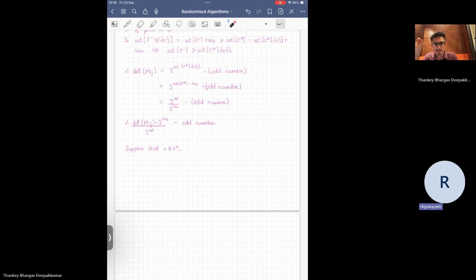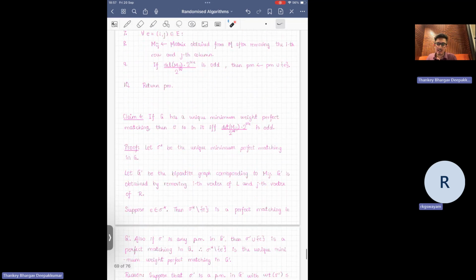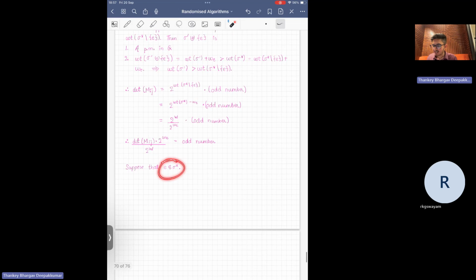So if E is there in some other matching, how will it affect the conclusion? Assuming E is not in sigma star. Previously we assumed E was in sigma star, so it was included. Now I want to prove that if E is not in sigma star, it's not included. If E is not included in sigma star, it is quite possible that it could be part of some other perfect matching.